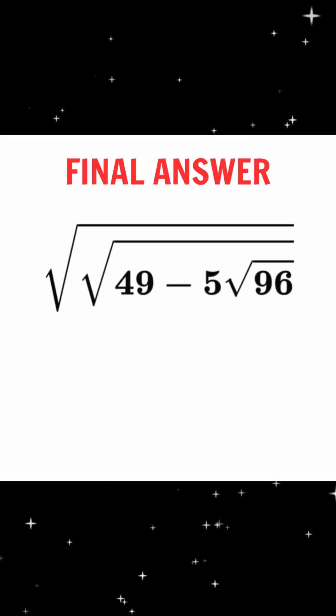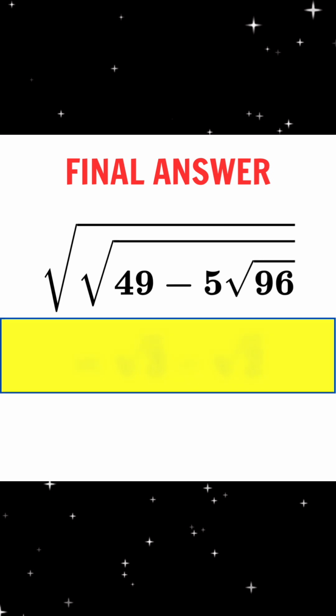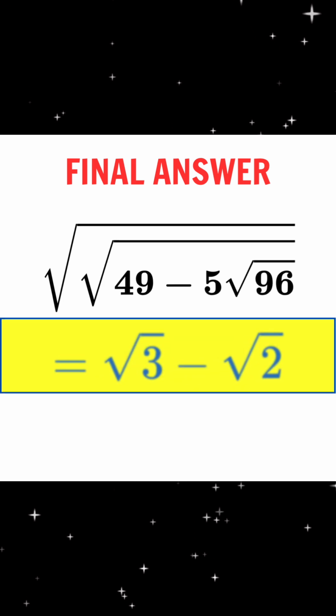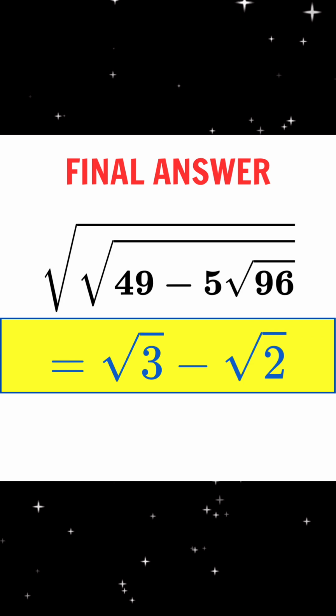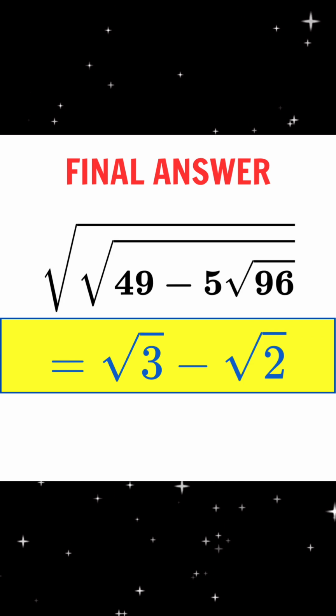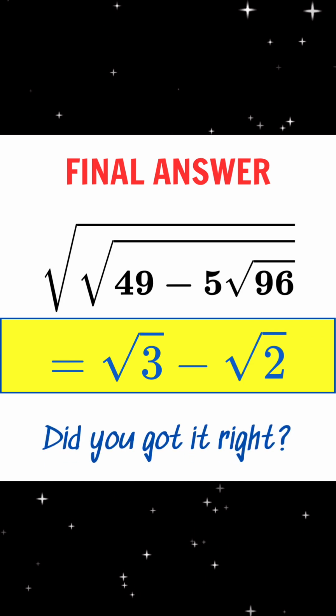And there is our final result. The entire expression simplifies beautifully to the square root of 3 minus the square root of 2. Did you get it right?